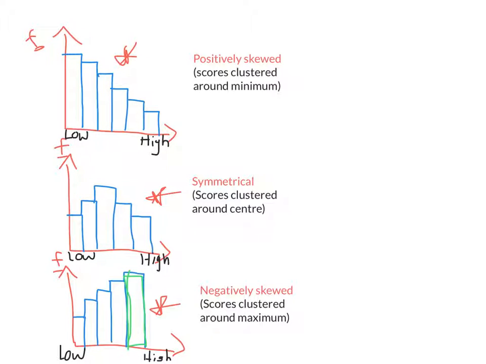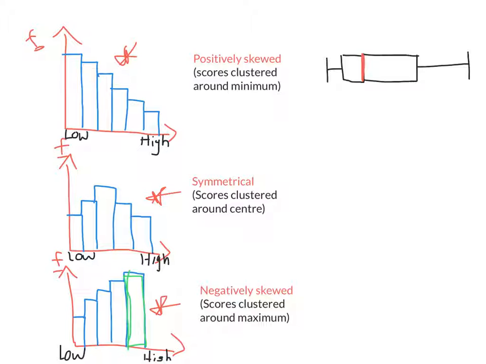So what we're going to do is look at what a box plot would look like if the data it represents is positively skewed, symmetrical, or negatively skewed. So let's start with data that is positively skewed. The box plot would look something like this. There'd be a small distance to the left-hand side and quite a long distance to the right-hand side. So why is that? Well, the median is here.